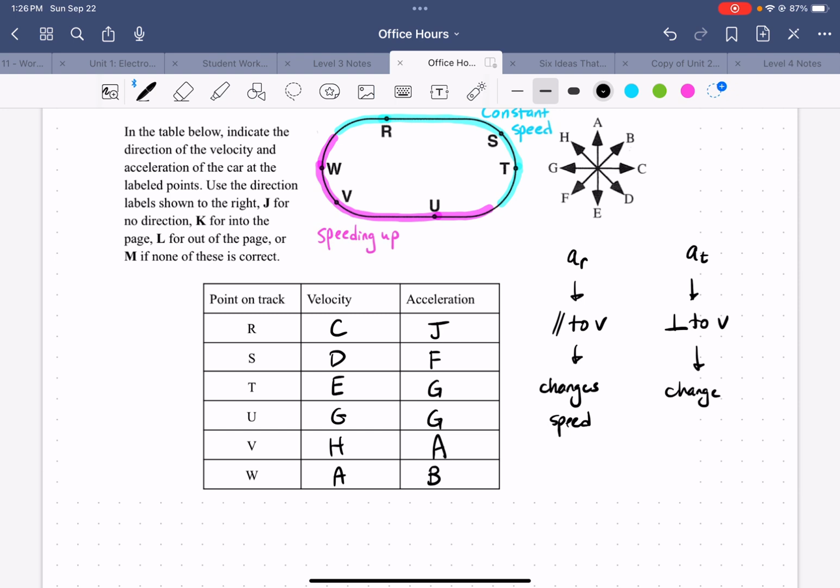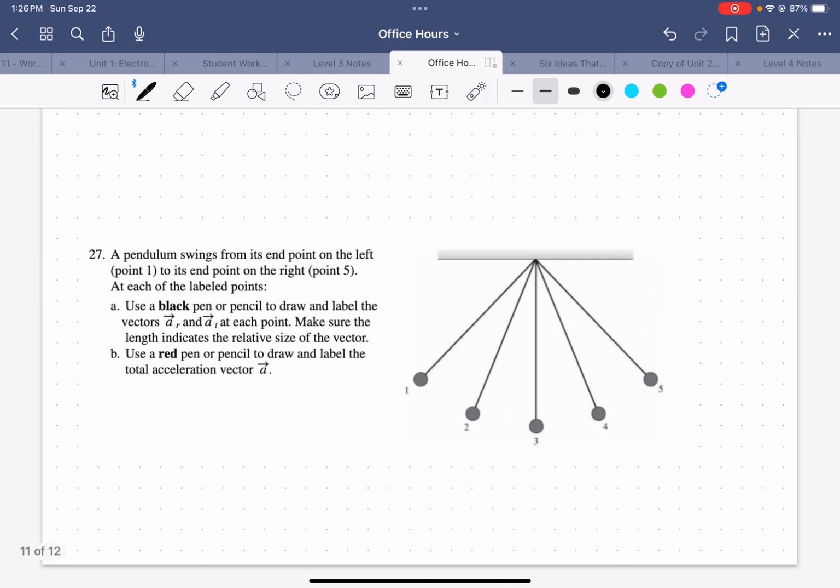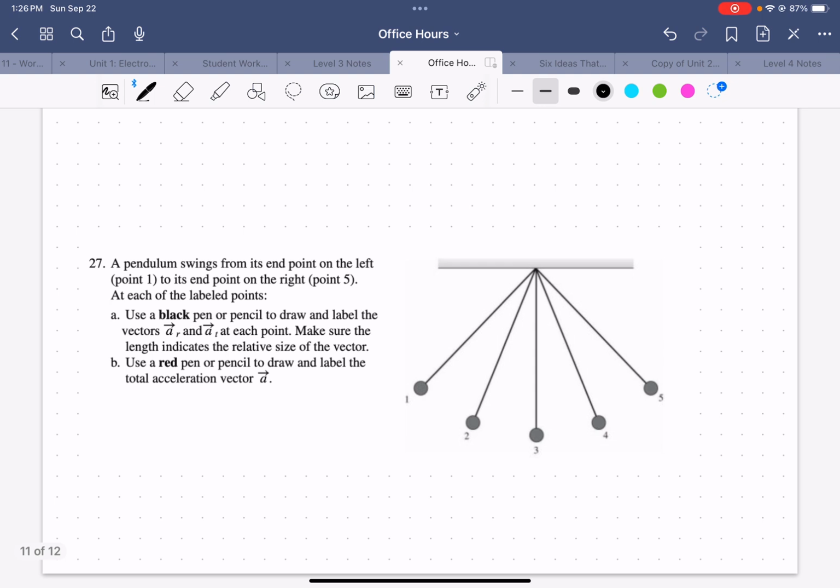Okay, so the second example is from a calculus-based physics text workbook, and it asks you to think about a pendulum that is swinging back and forth, and there are 5 different positions labeled. 1 and 5 are the endpoints of the swing, so that is where the pendulum momentarily stops to turn around. And you're asked to label the acceleration components, a sub r for the radial acceleration and a sub t for tangential acceleration at each point, and then to label the total acceleration vector in red.